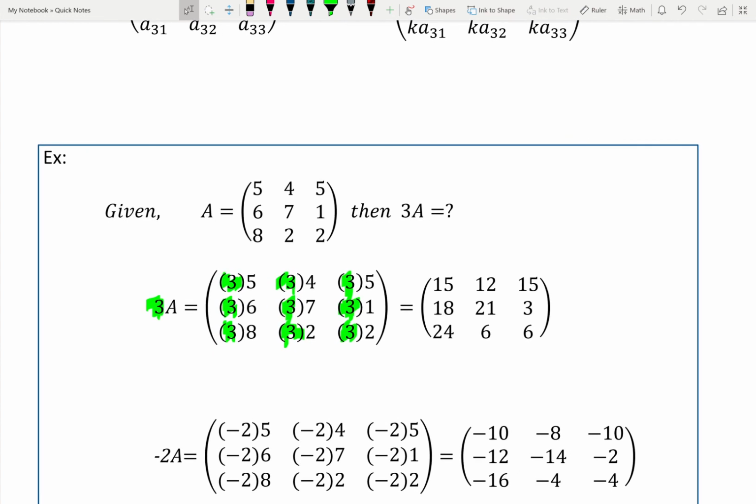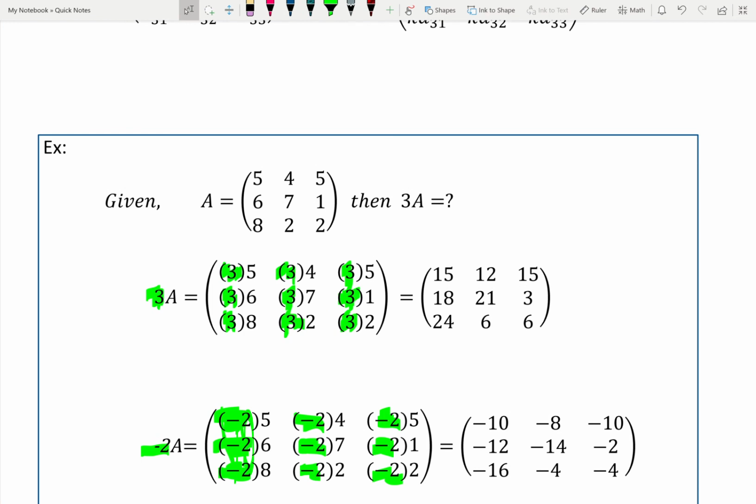Okay, and the same thing happens if we multiply by, I don't know, let's say minus 2, right? Then each entry is going to be multiplied by minus 2, and you'll get some output. All right. So minus 2 times 5 is minus 10. Minus 2 times 4 is minus 8. Minus 2 times 5 is minus 10, and so on and so forth.